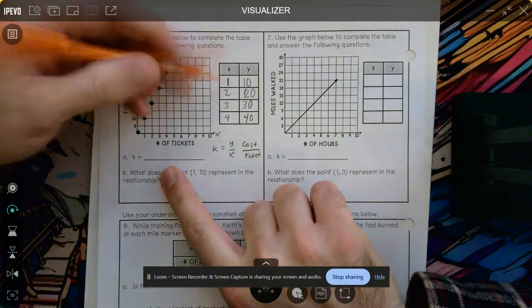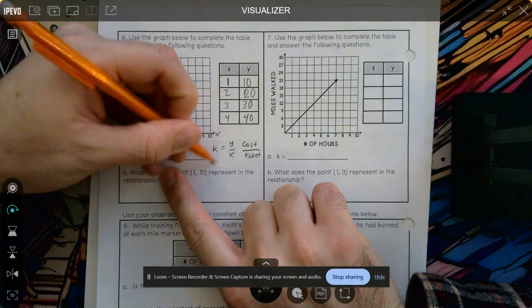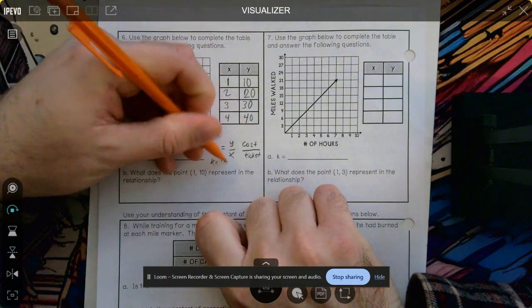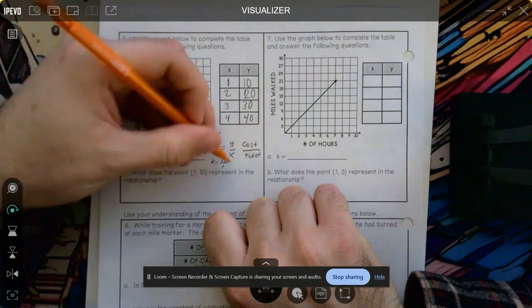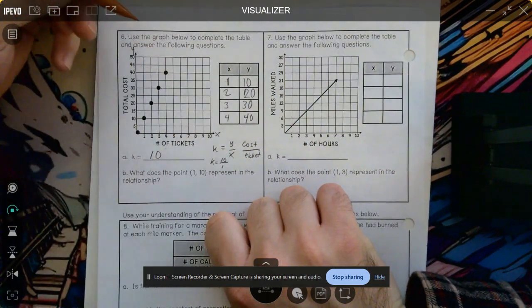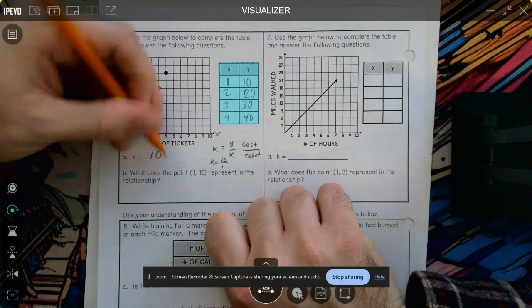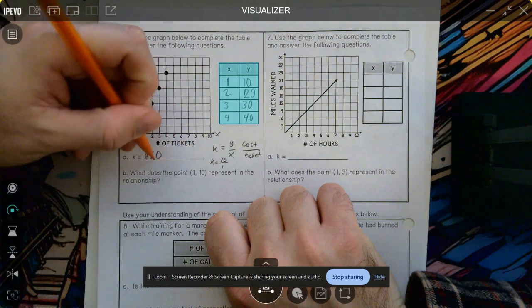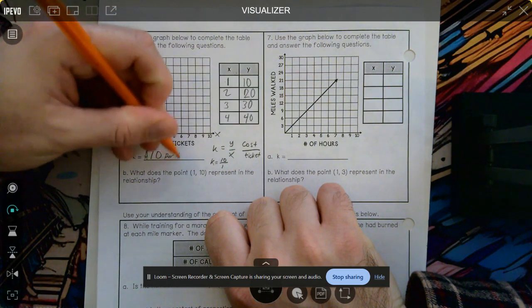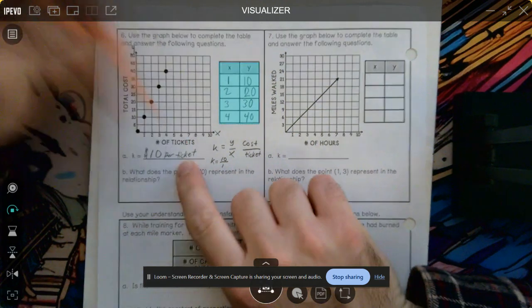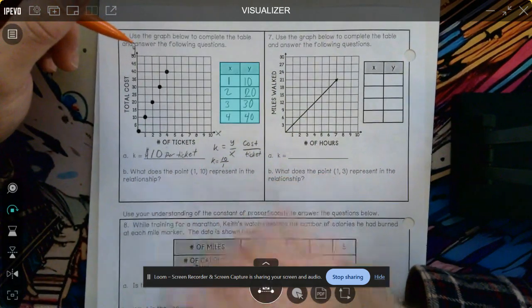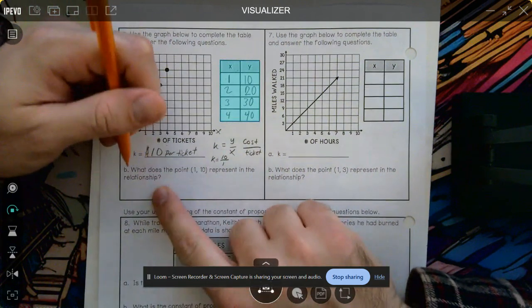So our k value here could be 10 over 1, which is 10. What does this represent? That would be $10 per ticket. You don't have to write your k value like this always, but I just want to make sure you understand what this represents. What does it mean? And that actually answers part B.